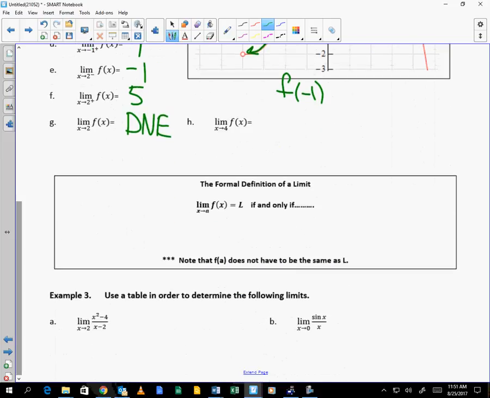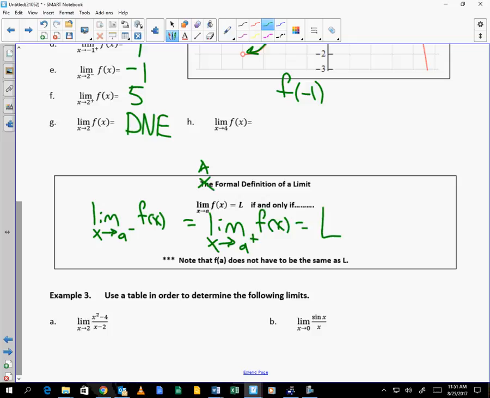So this is a more formal definition for a limit. The limit exists if and only if the limit as x approaches a from the left of the function is equal to the limit as x approaches a from the right of the function, and those are both equal to that limit. So a two-sided limit only exists if it's the same from the left and from the right.